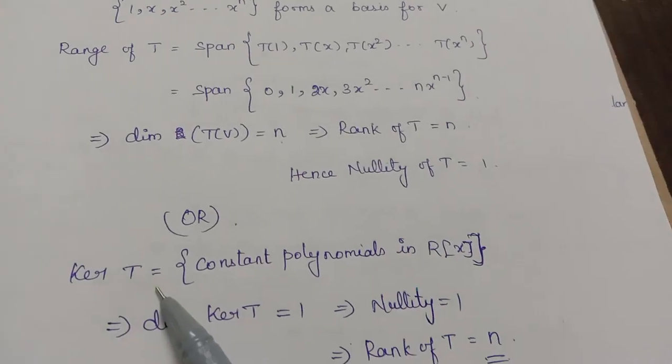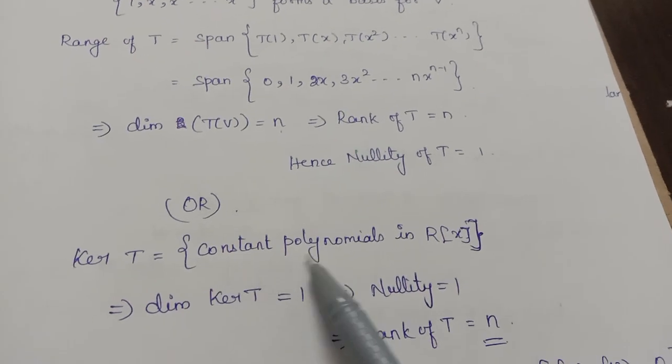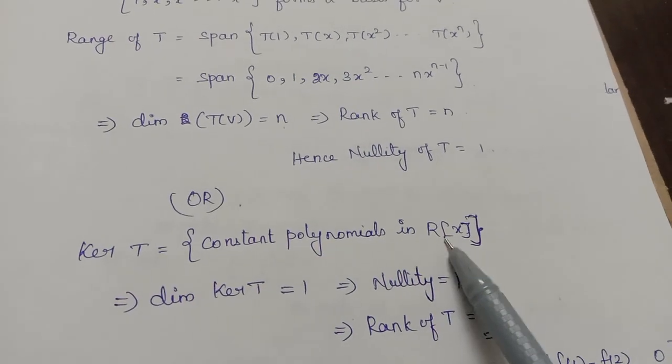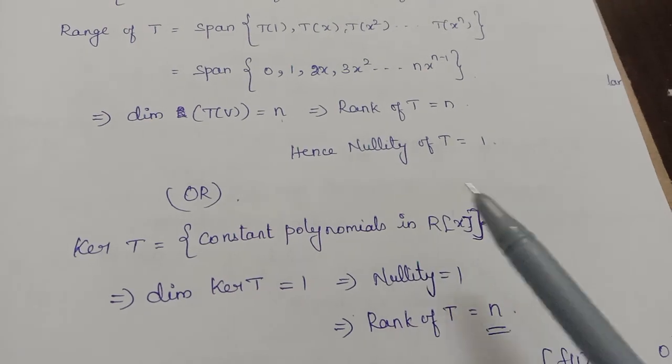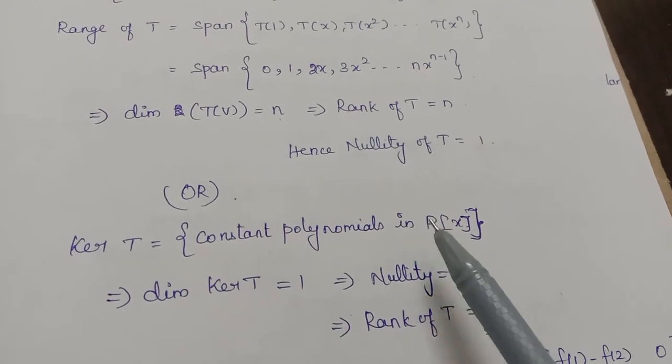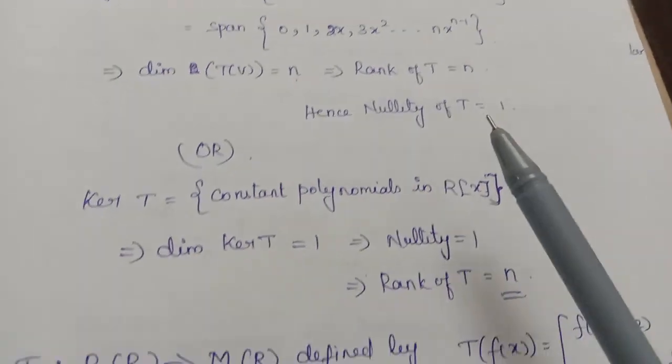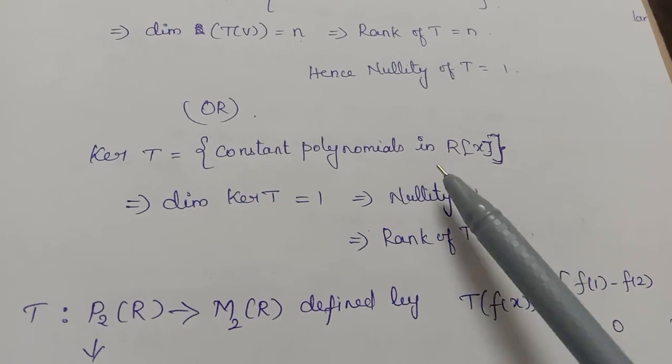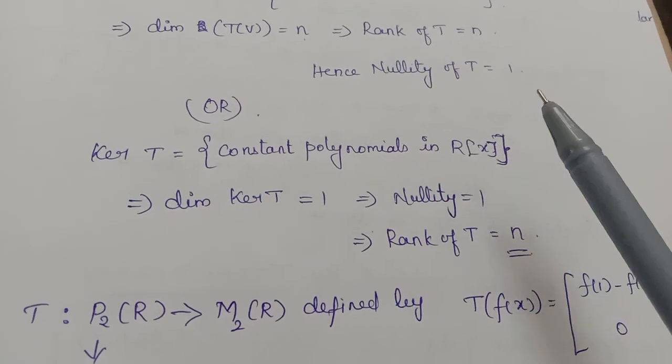Okay, so the kernel of T contains the collection of all constant polynomials in R of x. That means just numbers 1, 2, 3, like that. So they are generated by the single number 1, isn't it? Because already you know the dimension of the real numbers R over R is 1.